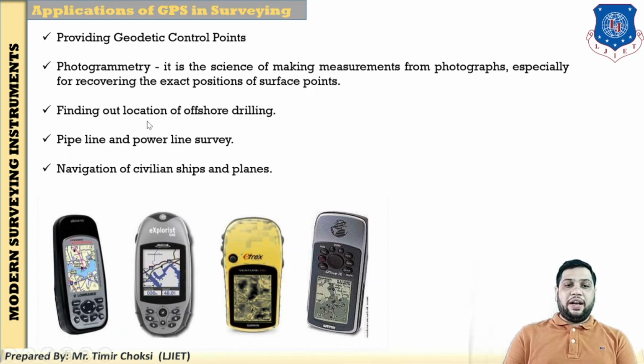Now, finding the location of offshore drilling, and pipeline and power line surveys. In a pipeline or power line survey, a point is given this way, so GPS is used, and also for navigation of ships and planes. Giving a point in water bodies means hydrographic survey, so GPS is used. Nowadays GPS is fixed in a total station, called a robotic total station, so it finds the location as well as the time. So this is the application of GPS in survey.